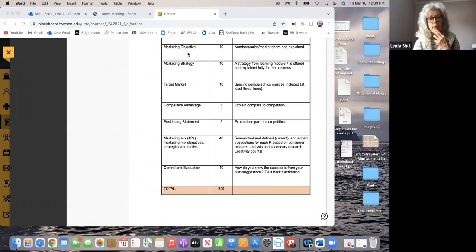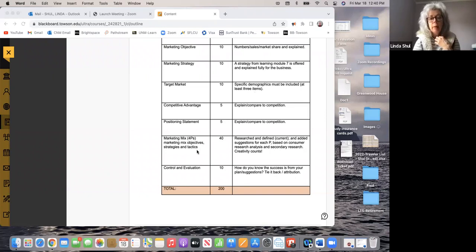So your objective has to have numbers. Your marketing strategy has to be from the module. You have to have demographics in your target market, at least 3 specific. You can't do low income, middle income, high income. You can't do that.